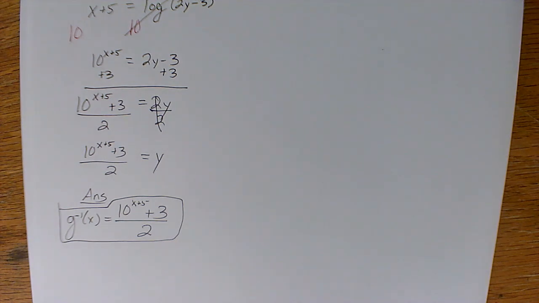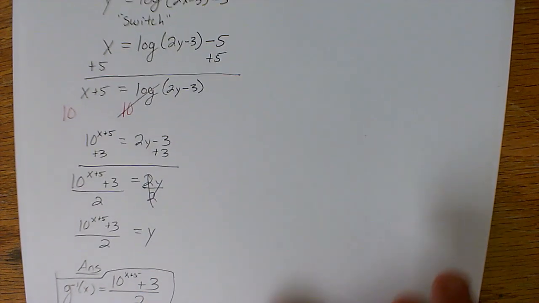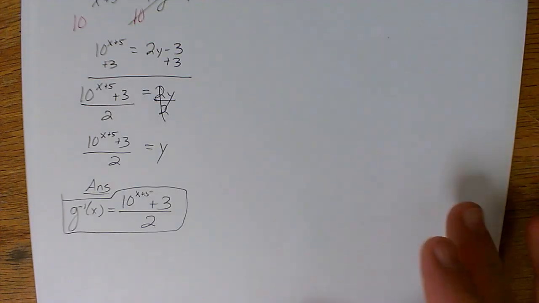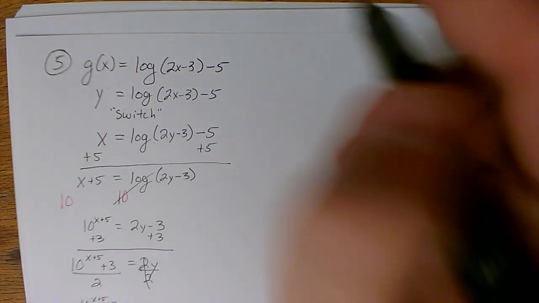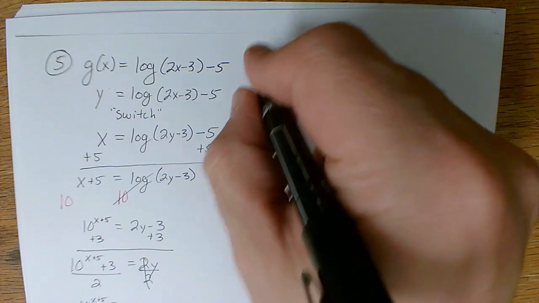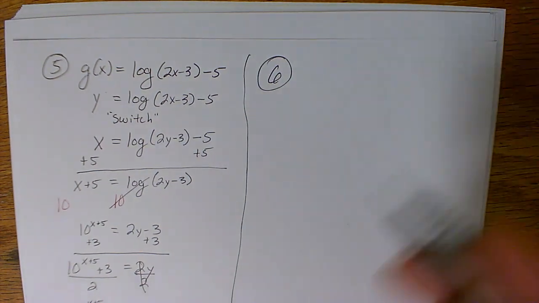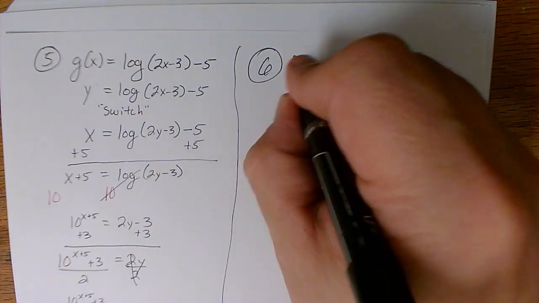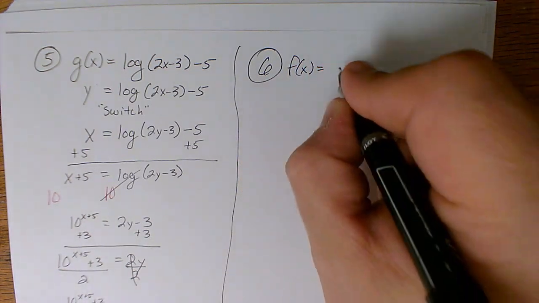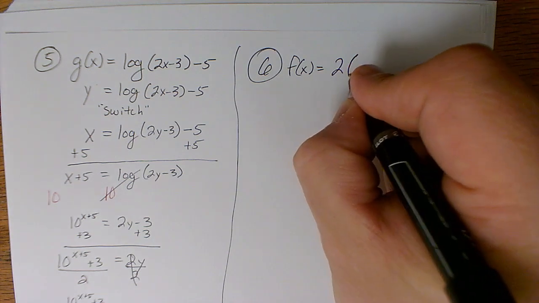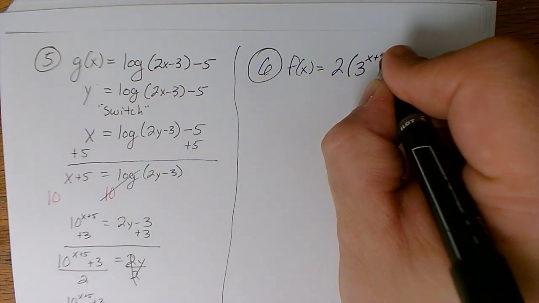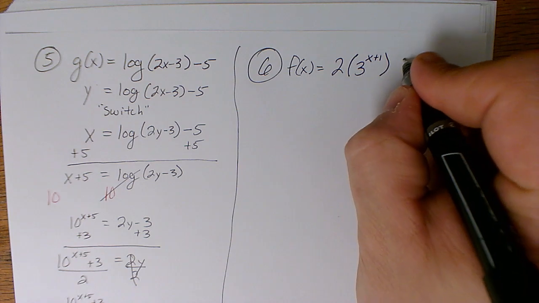If you really feel like checking it, you can graph them both in Desmos and see if they cross over y equals x. So last problem. Hopefully you guys are still awake. Number 6. We're going to look at f of x is equal to 2 times 3 to the x plus 1 plus 10.